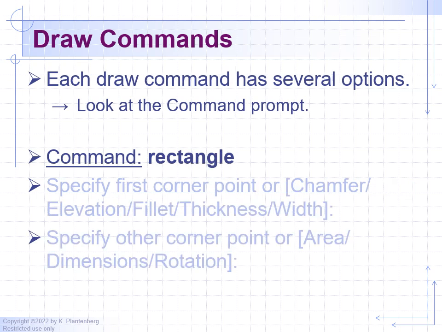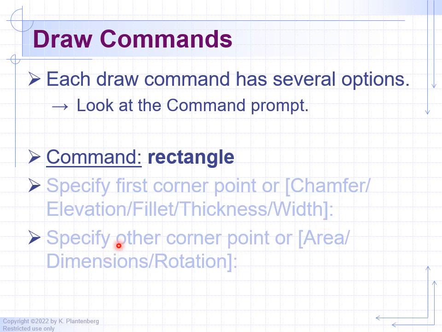If you go into the rectangle command, it's going to ask you to specify the first corner. And then again, there's that or. The question is, do you want it to have chamfers? Do you want it to have an elevation, a non-zero Z value? Do you want to have fillets? Do you want it to have a certain thickness or a certain width?